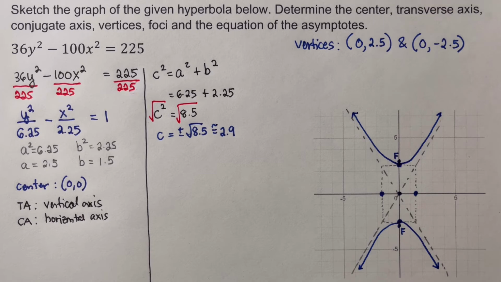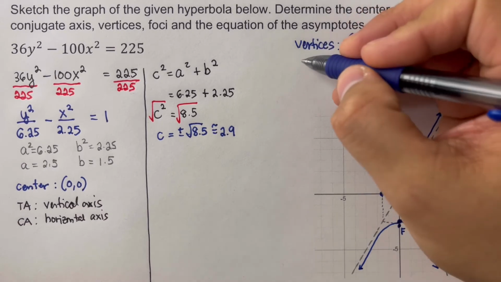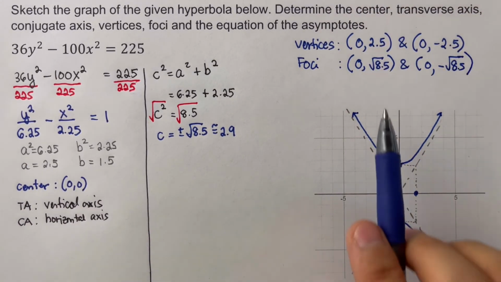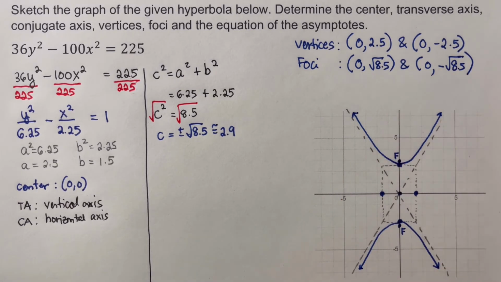So the location of the two vertices are at (0, 2.5) and (0, -2.5). Now let's look at the location of the two foci. So it's up here and this focus right here. So the coordinates of these two foci would be, so these are the coordinates of the two foci.